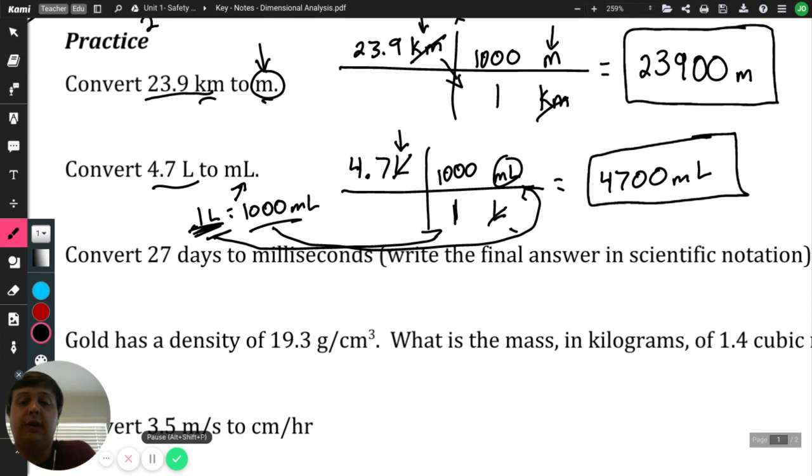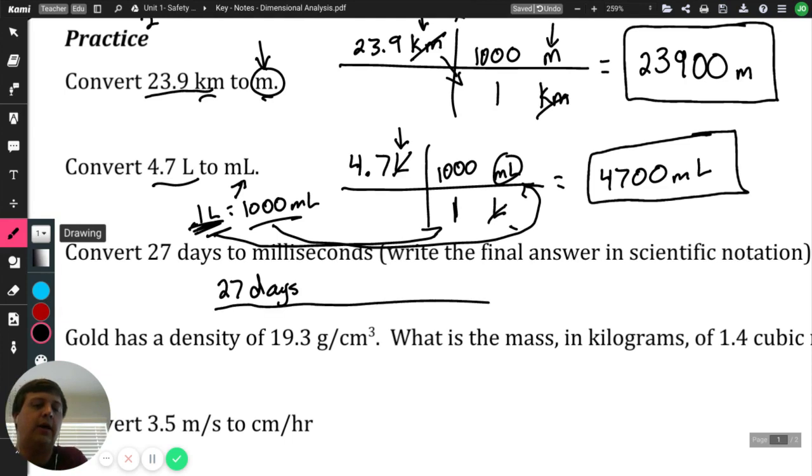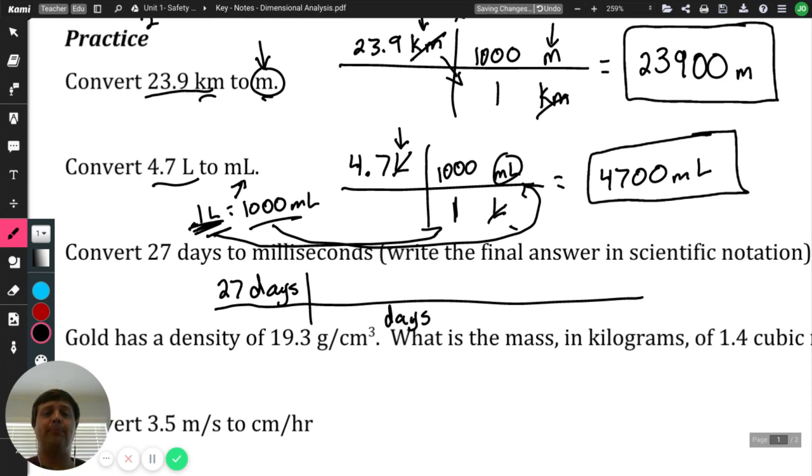So start with the given, start with the known, 27 days. A straight line there. Okay, so I have 27 days, and I ask myself, is days what I'm looking for? Well, no, it's not. I'm looking for milliseconds, right? So I look at that days, and I have to cancel it out. So days on the bottom.